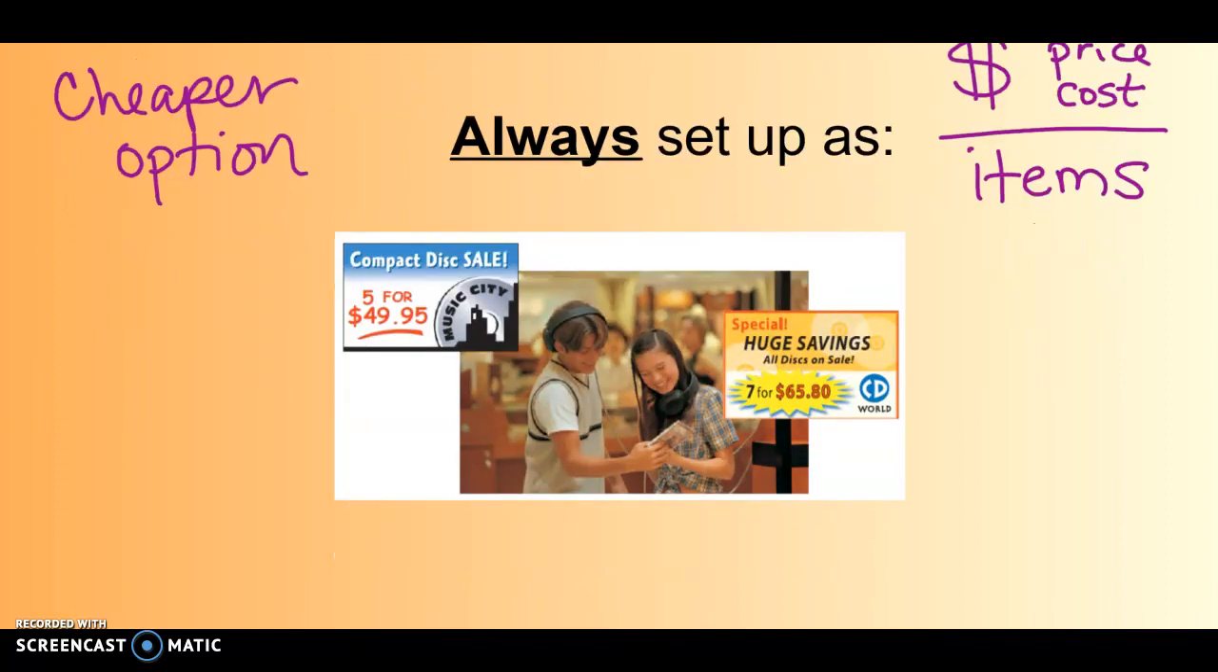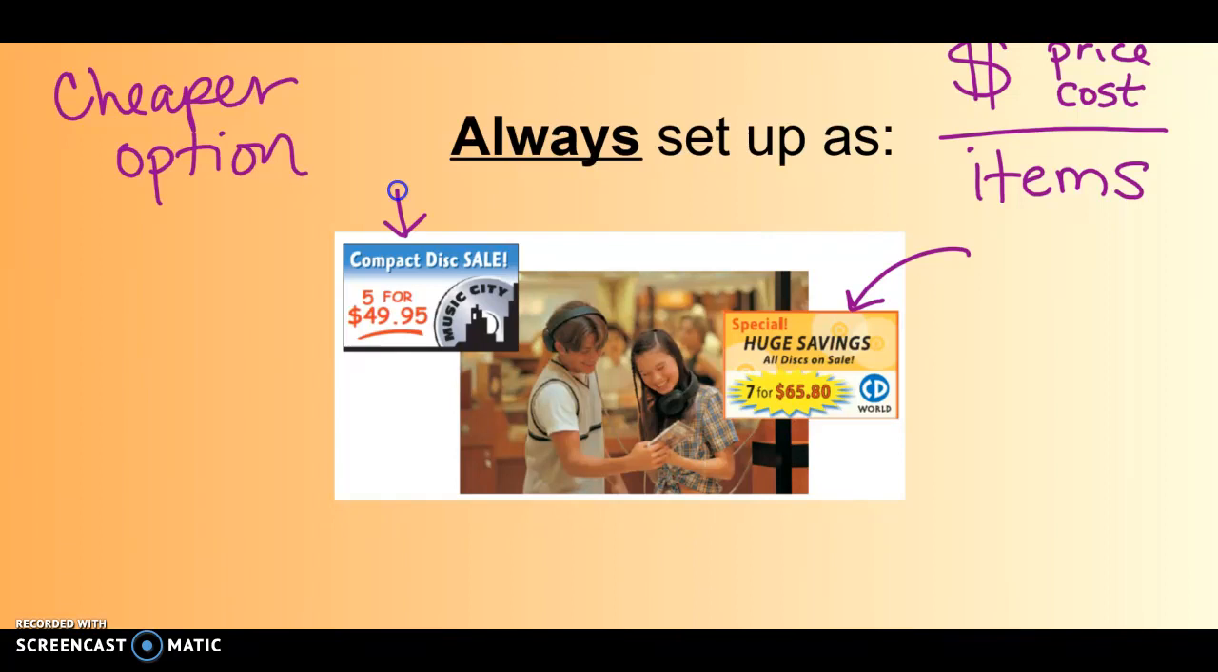So let's look at this example. You want to buy some CDs, right, for Christmas gifts or whatever. So you have two options. You can go to this store, Music City, and they have a deal going on where it's 5 CDs for $49.95. Or you can go to this store, CD World, and their deal is 7 CDs for $65.80. So you want to go wherever the CDs are cheaper.